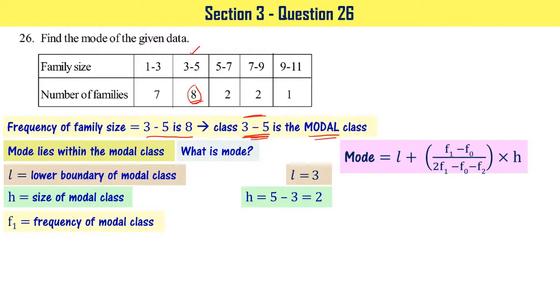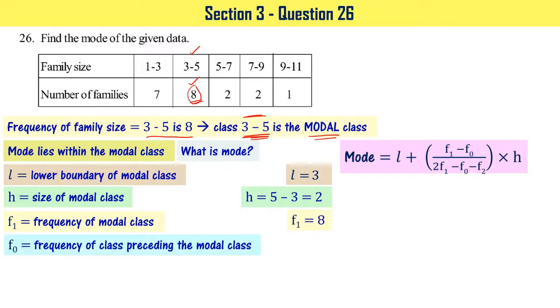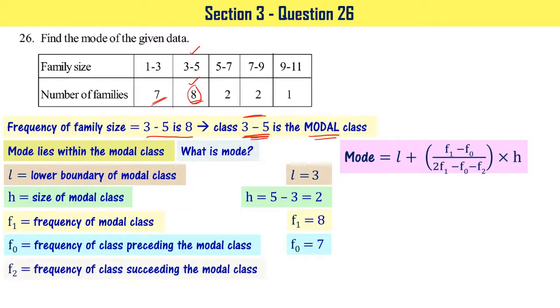F1 is the frequency of model class, that is known, that is 8. F0 is the frequency of class preceding the model class. Class preceding the model class is 1 to 3 class and its frequency is 7. F2 is the frequency of class succeeding the model class. The class succeeding the model class is 5 to 7 class.